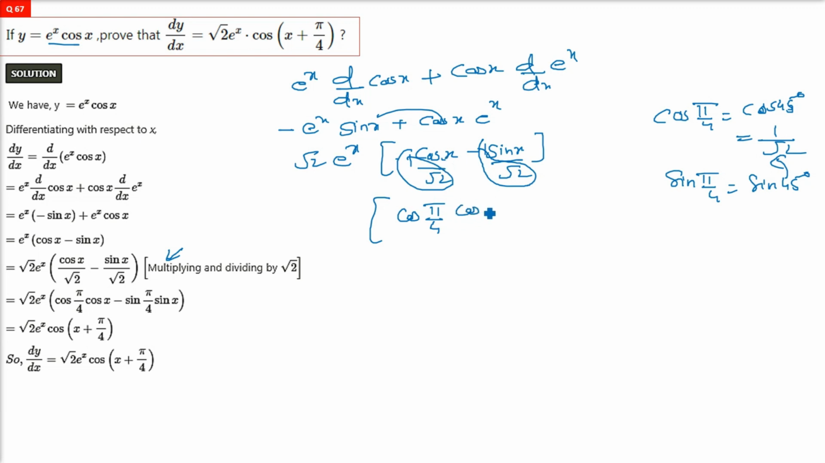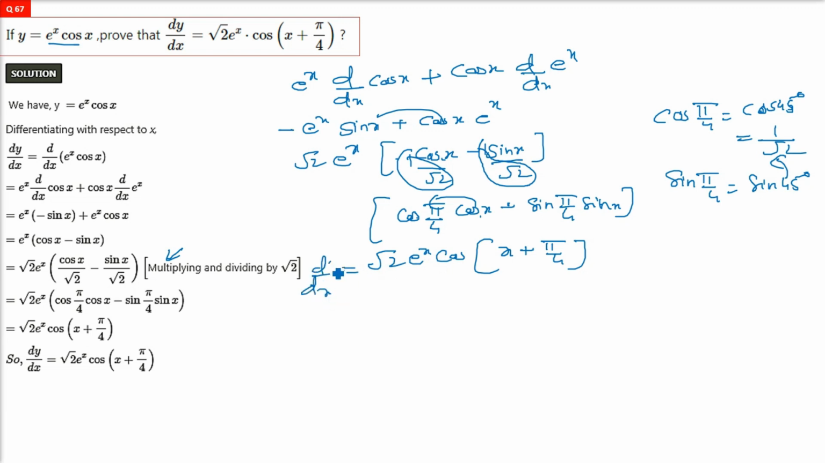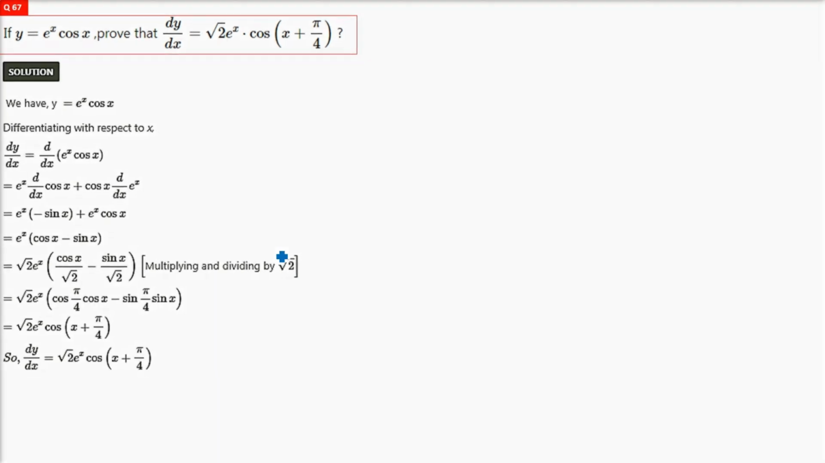So cos pi by 4 cos x minus sin pi by 4 sin x, and in front you have root 2 into e to the power x. So cos x cos pi by 4 minus sin x sin pi by 4 is cos of x plus pi by 4. This is the formula of cos a plus b. So dy by dx is root 2 e to the power x cos x plus pi by 4.